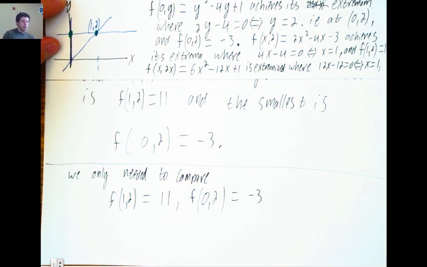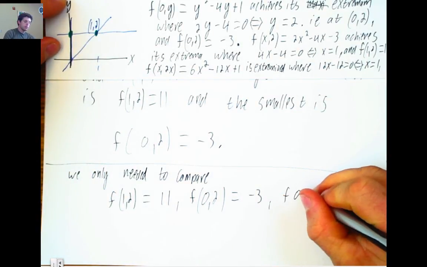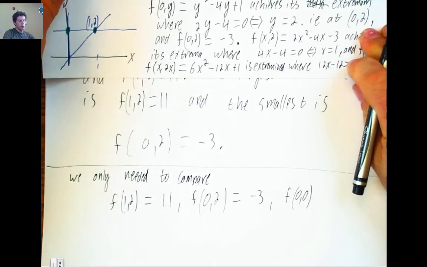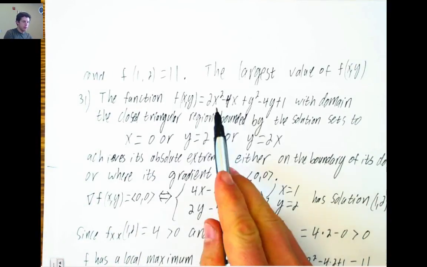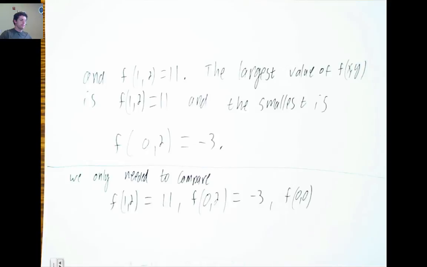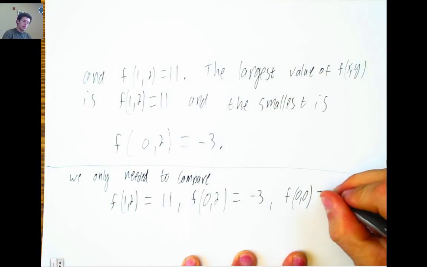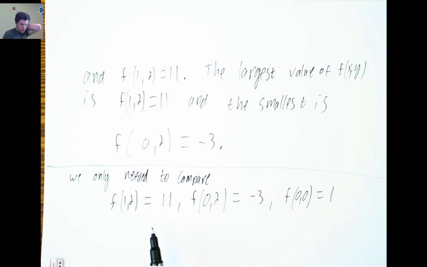Now we should also have looked at the origin right here, 0, 0. And f of 0, 0, going all the way back to the definition of the function here, if I put in 0, 0, I'd get 1. And so the biggest of these is 11, the smallest is negative 3, and the middle is 1. So this is not a global maximum or a global minimum. It's somewhere in between the global maximum and the global minimum.